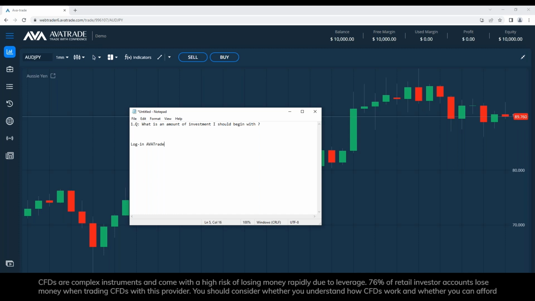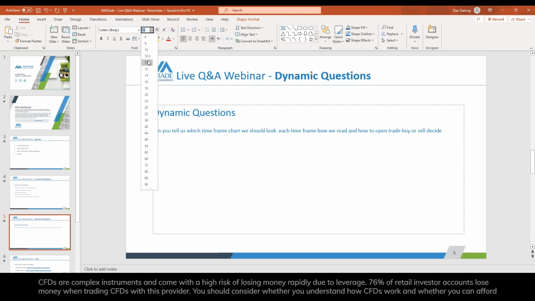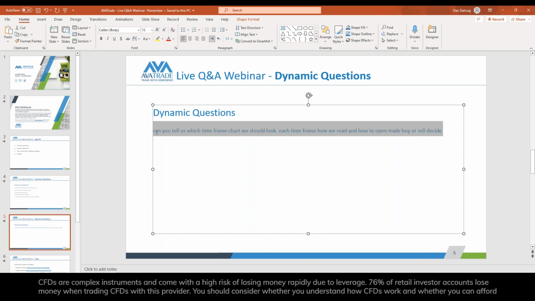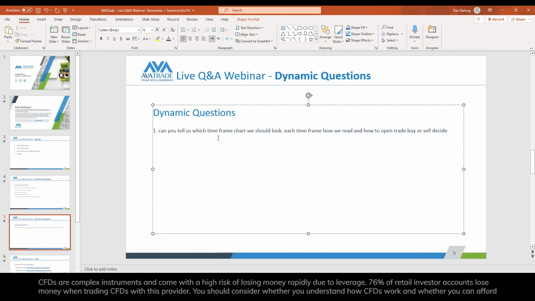Okay, there is a question by Vajira. Can you tell us which time frame chart we should look at, each time frame, how we read? That's an excellent question, Vajira. Even though I think I can split it into two questions, and it's very likely that I will have to recompose your question. But that's a lovely one. Thank you. I will surely get to it briefly. Okay, we'll get to it.